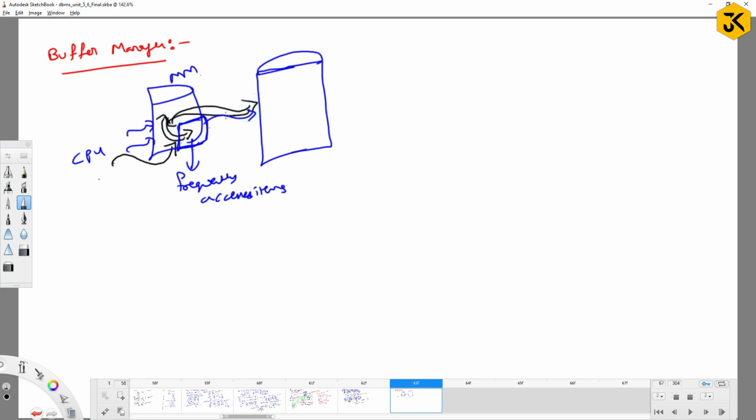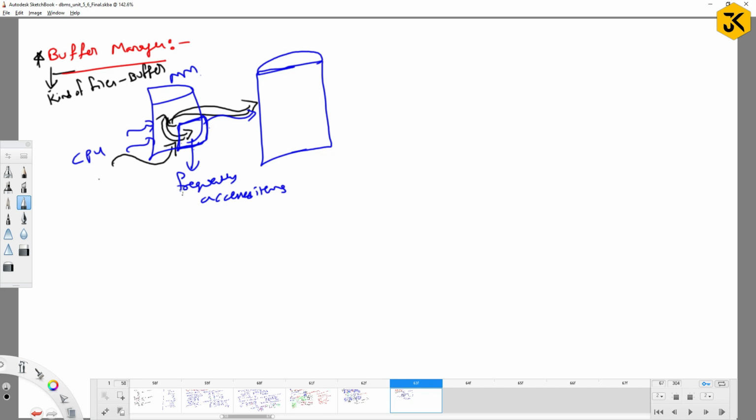I think in the last class we explained this one. So this is the general process of what is going to happen, right? So here the task of the buffer manager is to decide what kind of files I need to place in the buffer. That will be decided by the buffer manager, right?